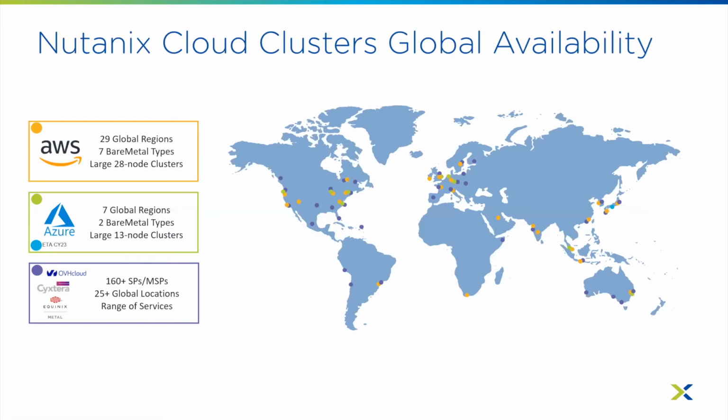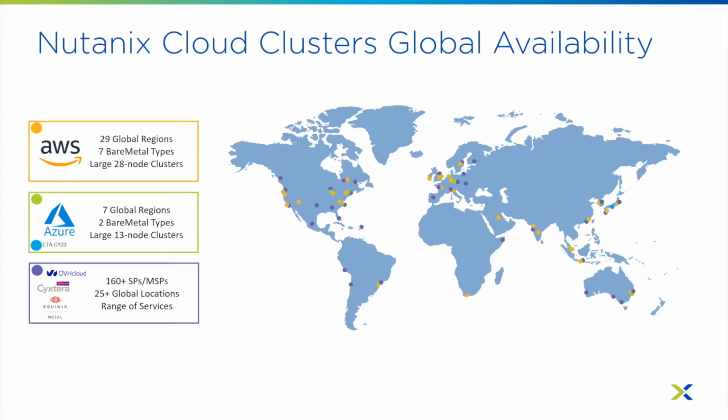So I talked about global availability. You see here, AWS has a very large footprint. They were the first one that we went with. We have 29 regions for that, 7 bare metal node types. When we first deployed AWS, we only had a handful, and we're always looking for new nodes and expanding those out. And then you see our DC expansion as well has grown. Also with AWS, we originally deployed with 16 node clusters, then it went to 21, and now it's 28 node clusters.